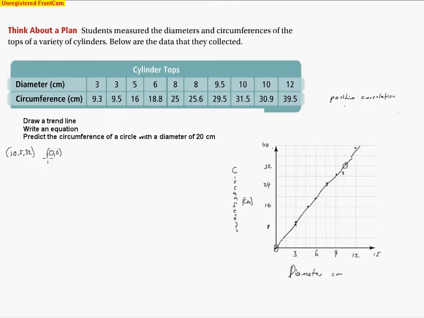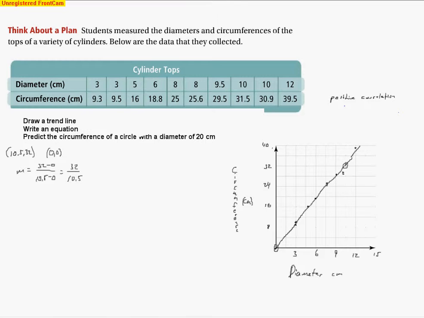So what I want to do now is find out what my slope of the line is. My slope is going to end up being the change of y, so 32 minus 0, over the change of x, 10.5 minus 0. So that's going to be easy, 32 over 10.5.